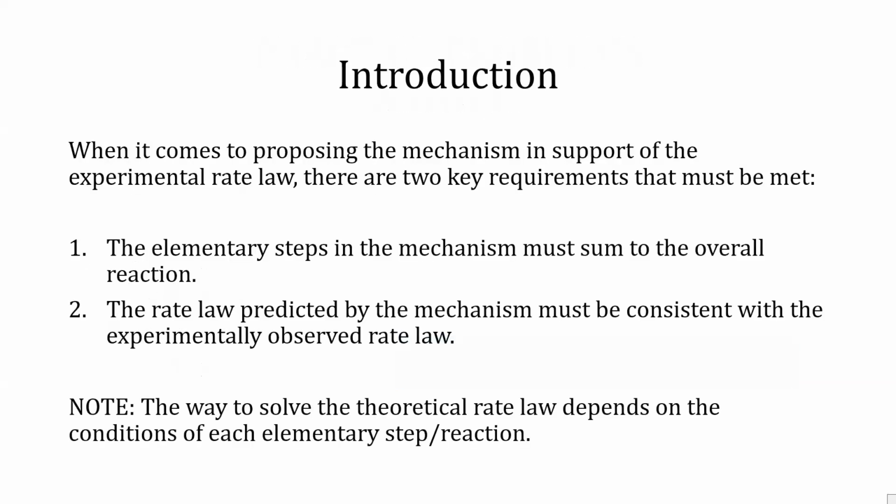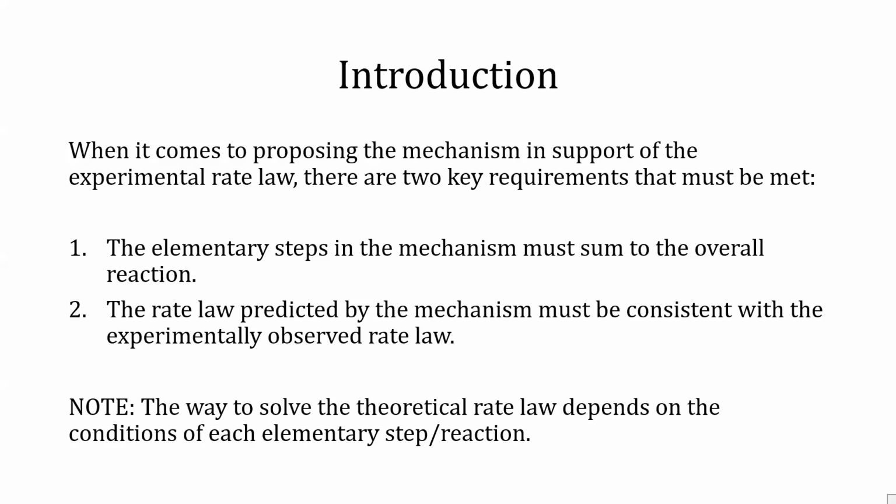Now, let's discuss determining the rate law in a mechanism. When it comes to proposing the mechanism in support of the experimental rate law, there are two key requirements that must be met. One, the elementary steps in the mechanism must sum to the overall reaction. Two, the rate law predicted by the mechanism must be consistent with the experimentally observed rate law, otherwise it is invalid.